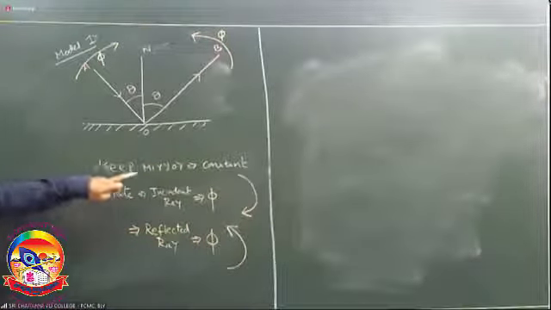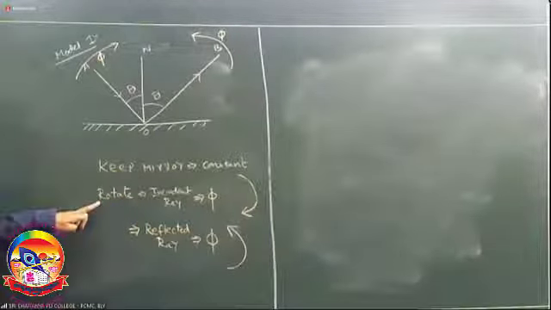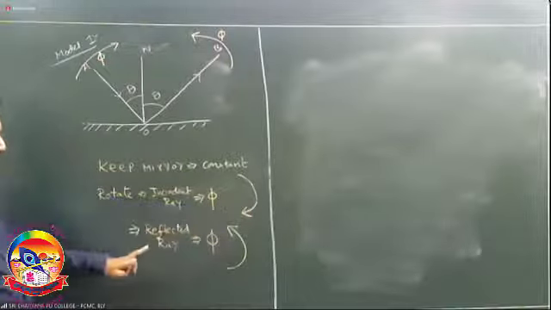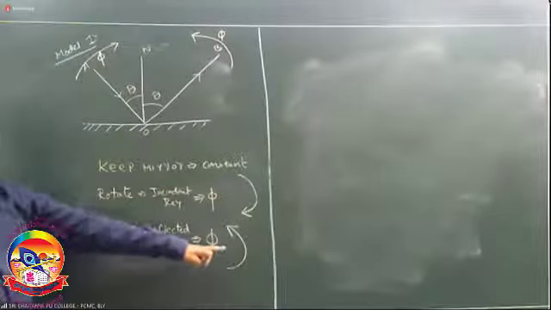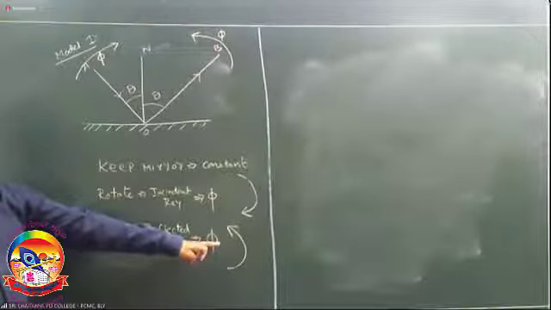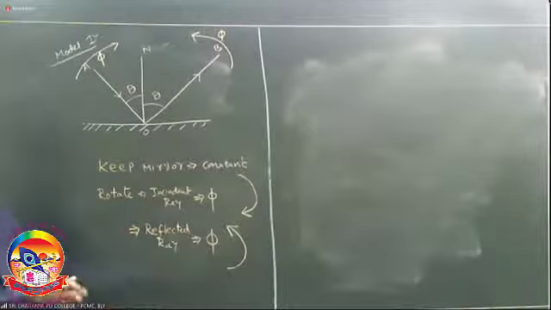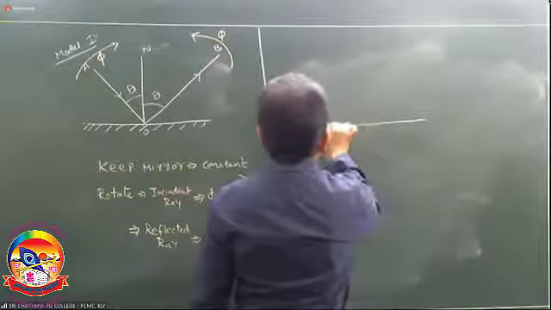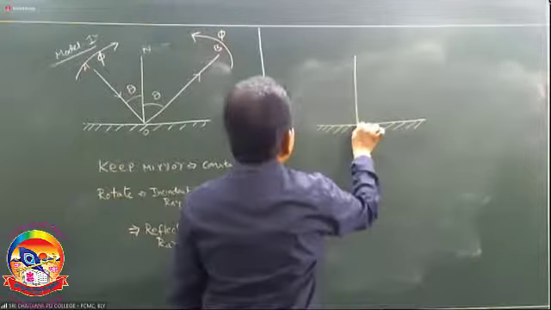Once again, keeping the mirror constant, if the incident ray is rotated by phi clockwise, the reflected ray rotates by phi in the anti-clockwise direction. Remember this as a formula. Now a problem on this one. No need to draw diagrams with pen and paper.